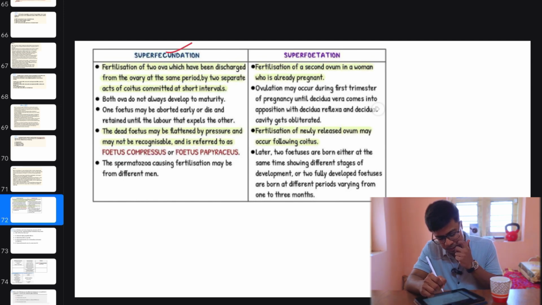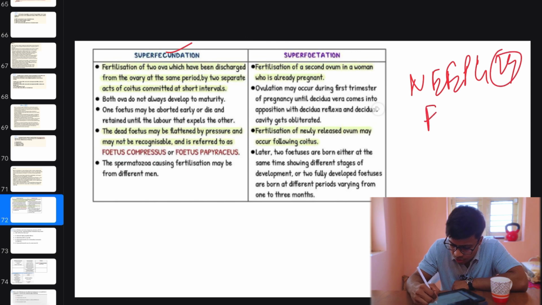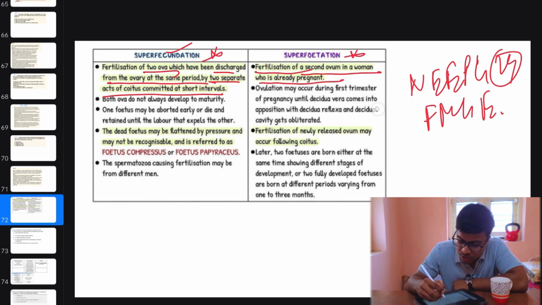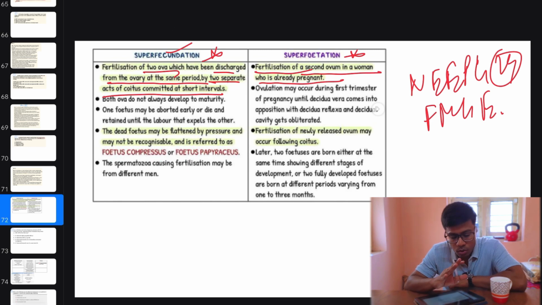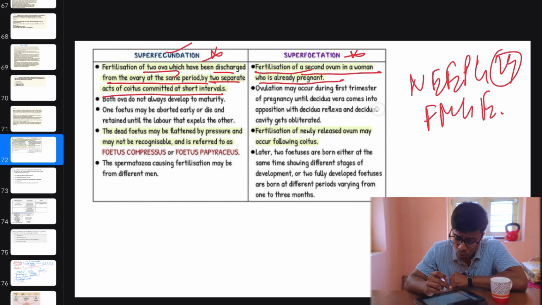This is asked in the NEET PG 24 question. So FMG, it can get repeated. So first, 2 ova which have been discharged from the ovary at the same period but fertilized by 2 separate coitus acts. This is superfecundation. And superfetation is a second ovum in a woman who is already pregnant. So there is a time difference between. So learn this table, go through it once, that's more than enough. I'm not going to read it out because you have to do it on your own.